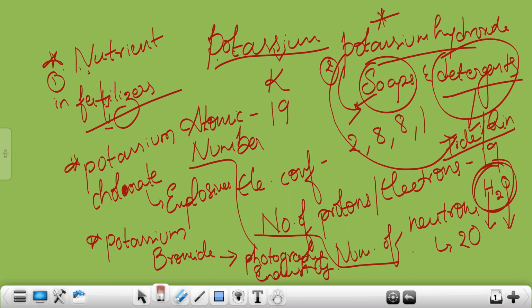Is it clear? Potassium hydroxide is the main thing which is included in preparation of soaps and detergents, and additionally a few other things are added.